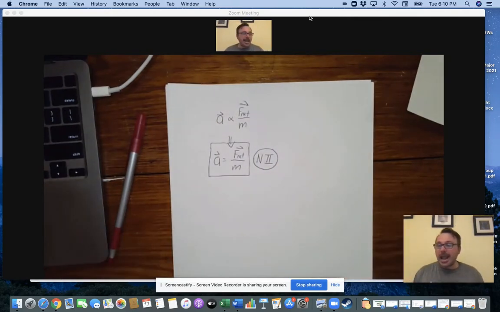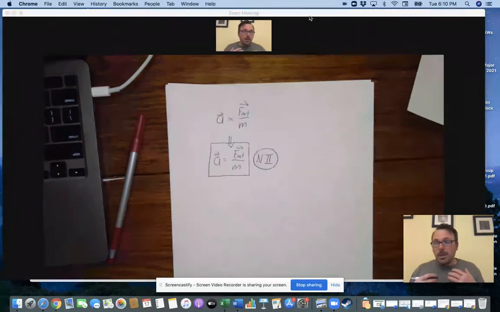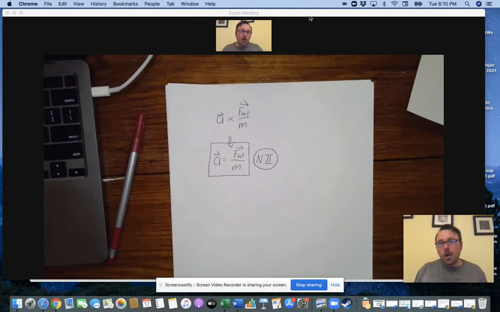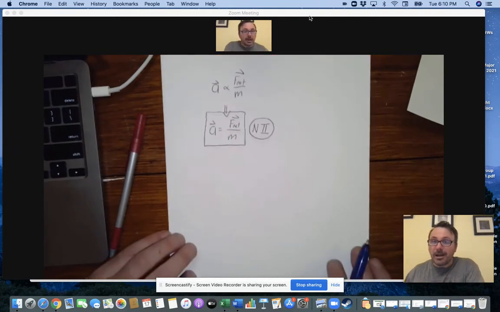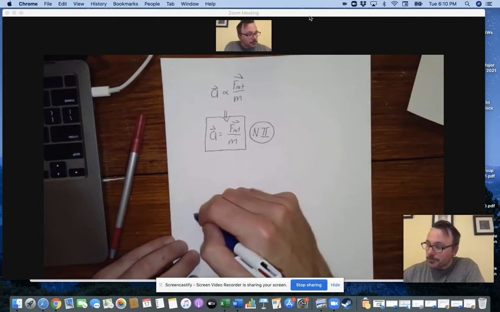It says anytime there's a net force, that object accelerates in direct proportion to the size of the net force and inversely to the size of the mass. Now, what does that mean about the role of inertia, about mass in this? Well, let's explore a common misconception.